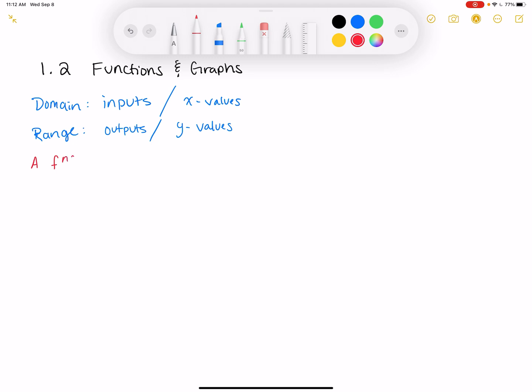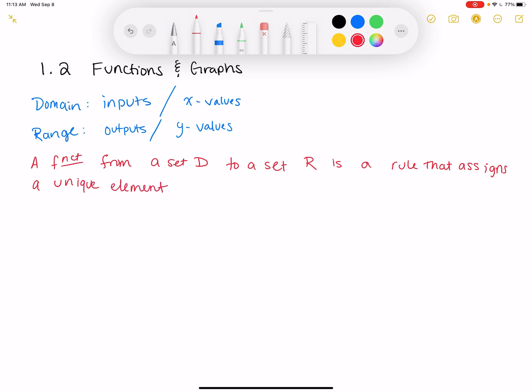A function from a set D to a set R is a rule that assigns a unique element in R to each element in D.